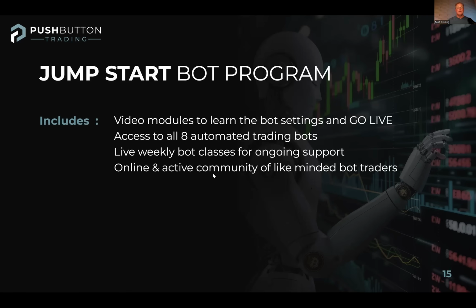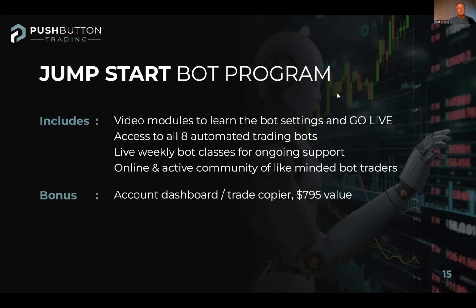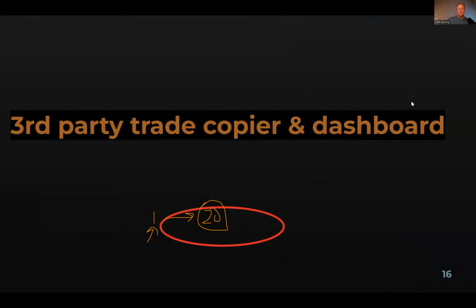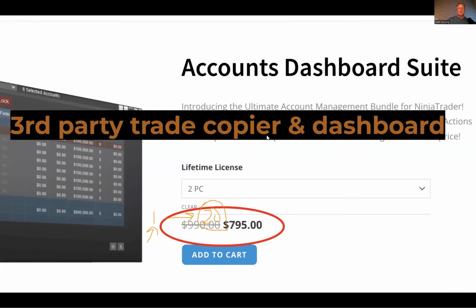And then, of course, we have access to this online community of like-minded bot traders. I haven't shown you this, but we have an account dashboard trade copier. That's basically how you run your bots in a single account, and it will copy all of the trades into up to 20 accounts. So there's basically a leader and a follower count. I'll show you if I don't run out of time. Essentially, we're able to provide all of this, as well as the trade copier itself.